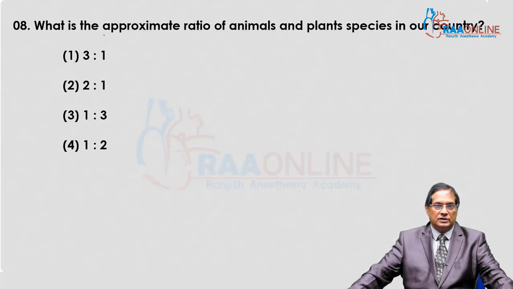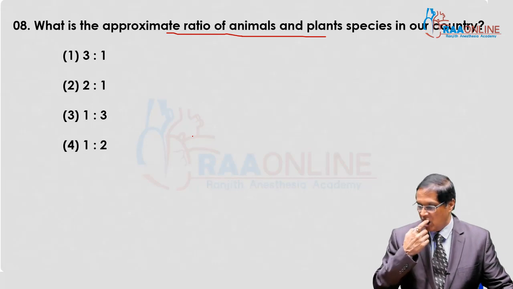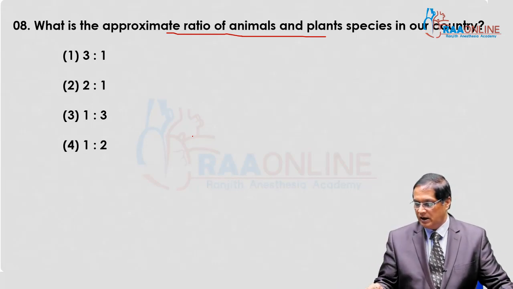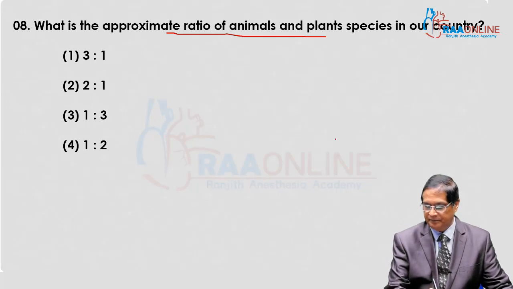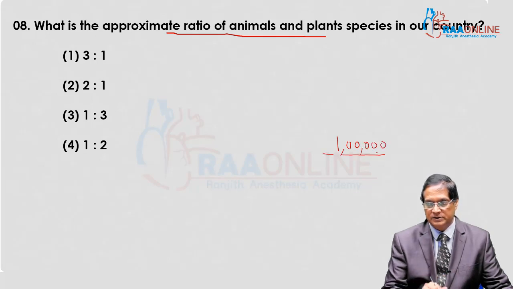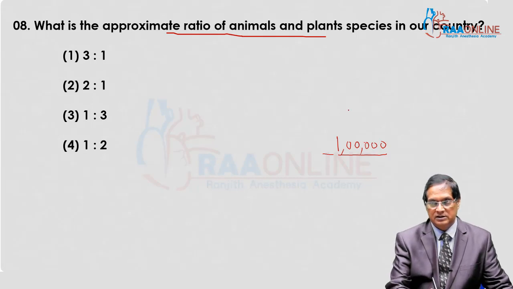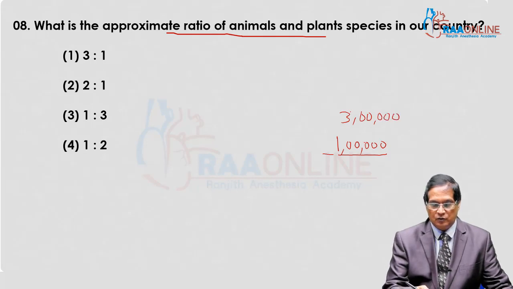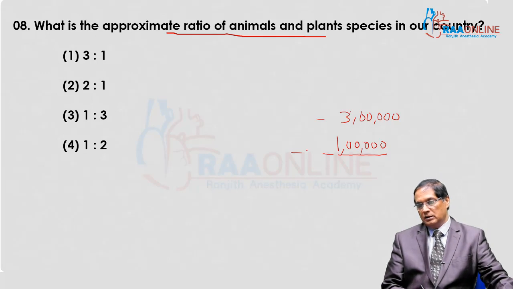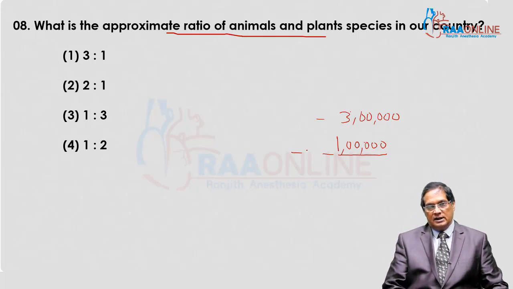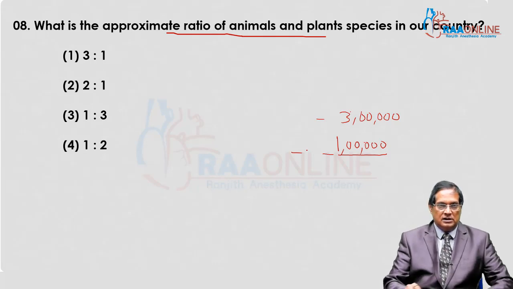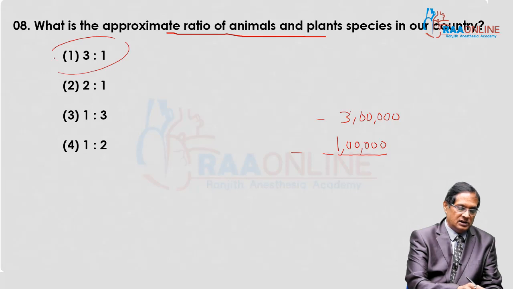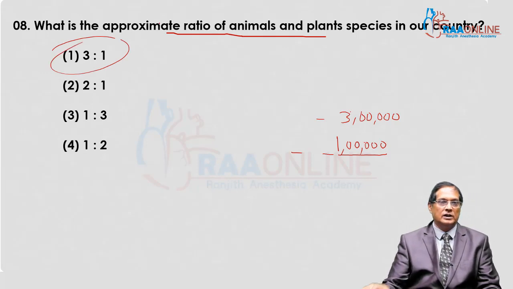In question number 8, what is the approximate ratio of animals to plants in India? Approximately 1 lakh different types of species of plants are there, and 3 lakh different types of animal species. Quite clear, this is the number of plant species below, that is 1 lakh, and the above mentioned, that is 3 lakh, is the number of different types of animal species. So the answer is 3:1.